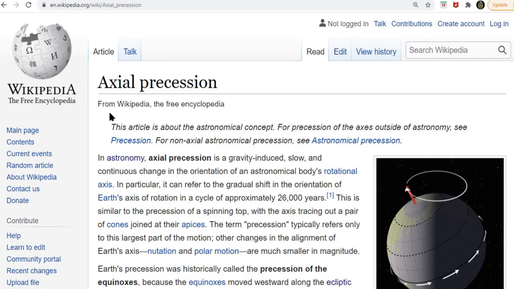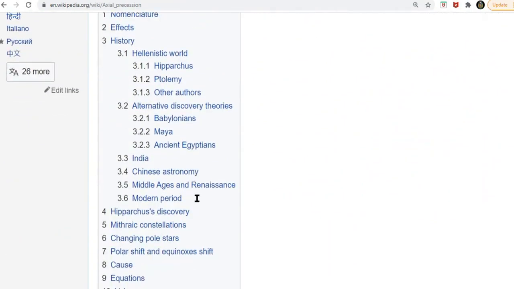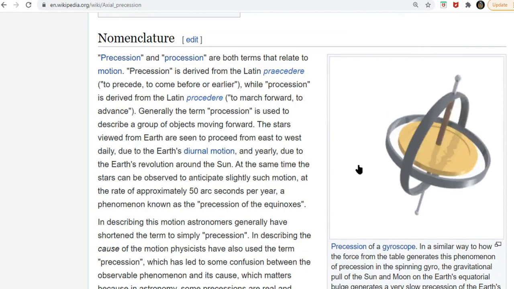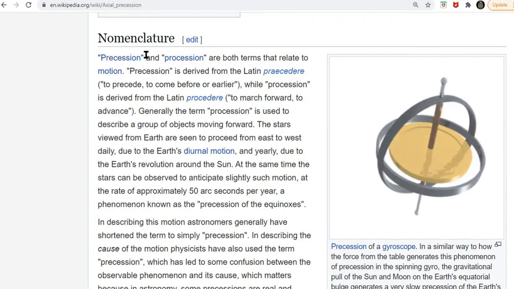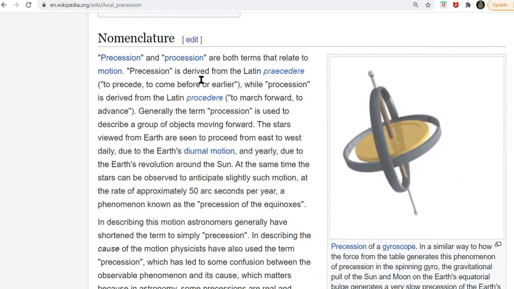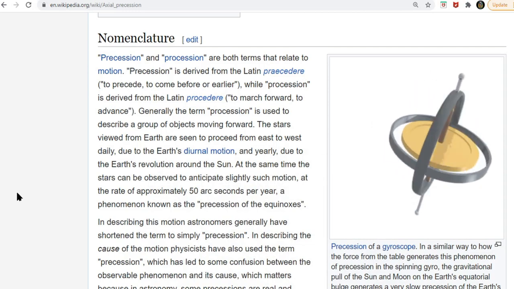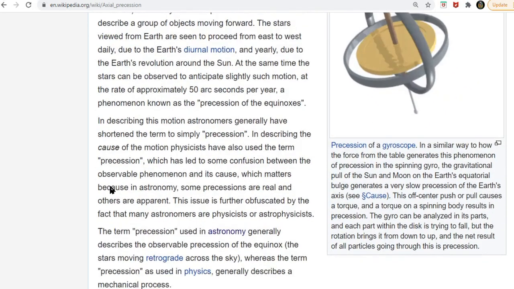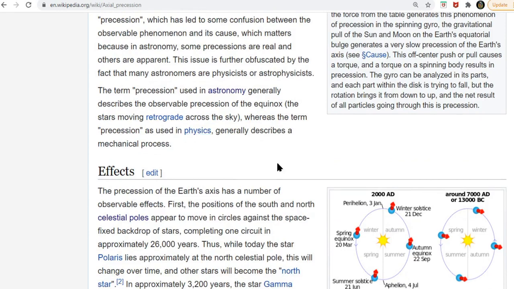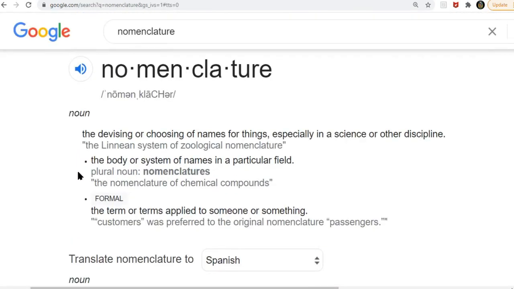And over here at Wiki, at Actual Precession, I come down here to watch this spin to explain this. Underneath nomenclature here, it explains the precession, but you don't have a definition to nomenclature and why this is under nomenclature. But nomenclature is the devising or choosing of names for things, especially in a science or other discipline. They're being named for a reason, and there's a reason for every letter in every word.